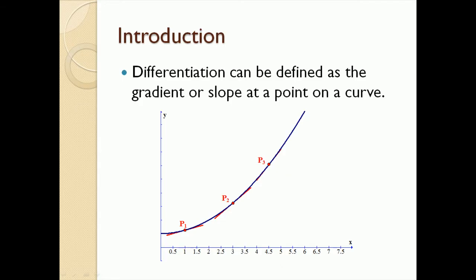Differentiation can be defined as the gradient or slope at a point on a curve. Therefore, if we draw tangents at different points as shown in the diagram and determine the gradient of these tangents, these would be equivalent to the derivative at the particular point.